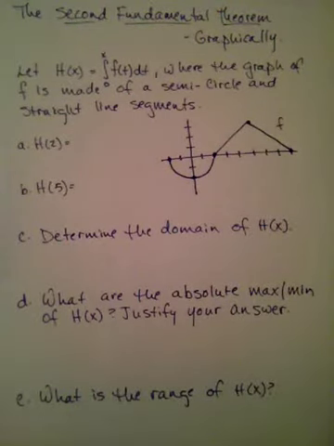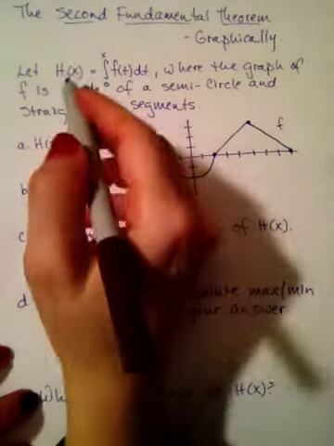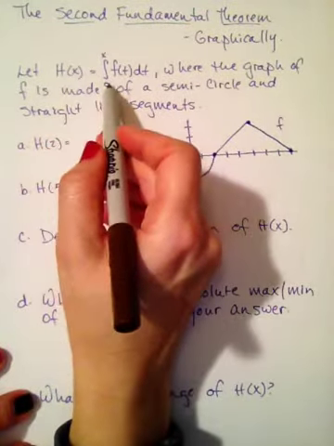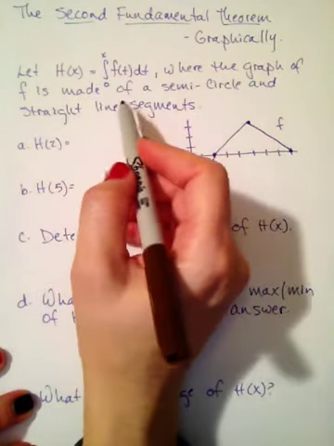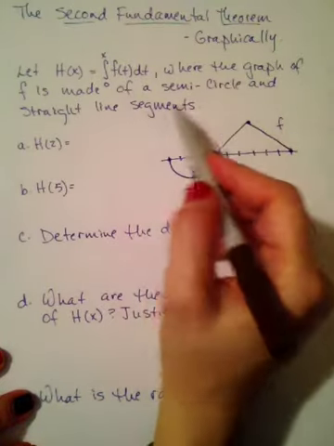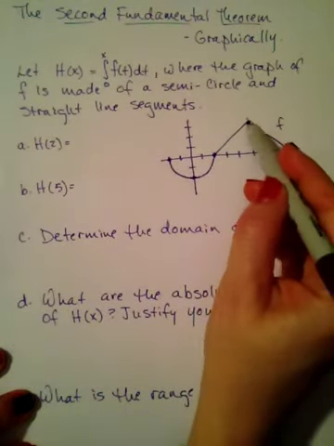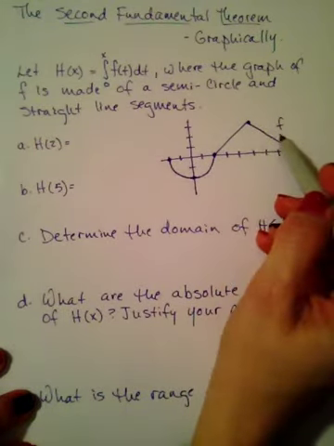For these videos, we're looking at the second fundamental theorem of calculus graphically. So we're letting big H of x equal the integral from 0 to x of f of t dt, where the graph of f is made of a semicircle and straight line segment. So we have our semicircle and two straight line segments. So this is the graph of f.